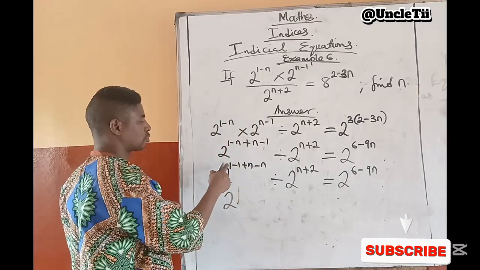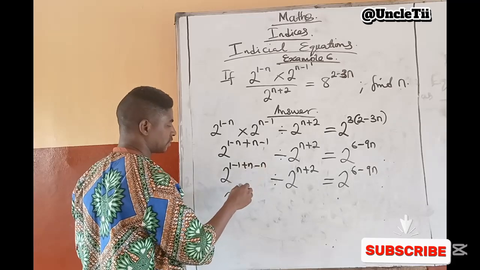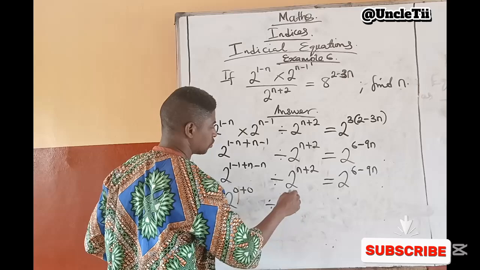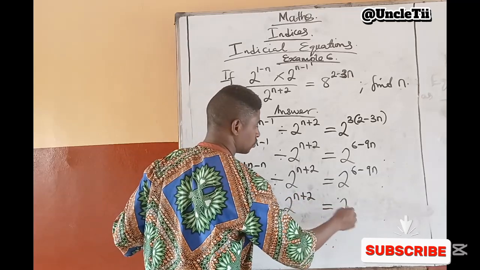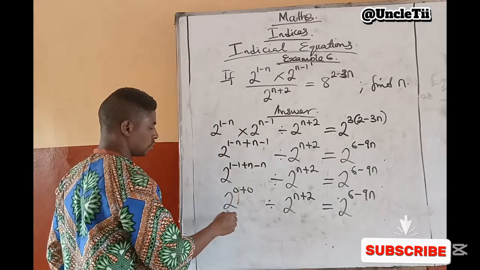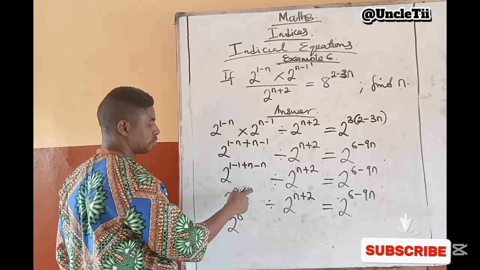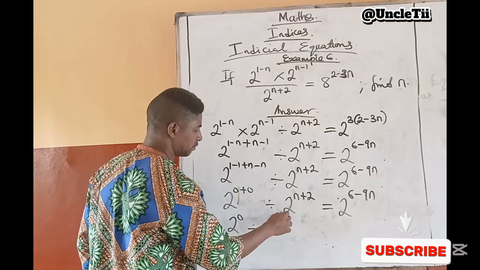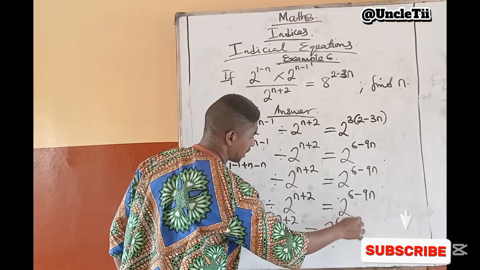That will give us 2 raised to power 1 minus 1, which is 0, plus n minus n, which is 0, divided by 2 raised to power n plus 2, equal to 2 raised to power 6 minus 9n. Here we will have 2 raised to power 0, while 0 plus 0 is 0, divided by 2 raised to power n plus 2 equals 2 raised to power 6 minus 9n.